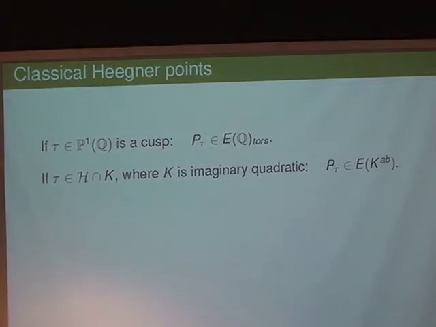Then you can compute this P tau. And the theory of complex multiplication proves that this is actually also an algebraic point. It could well be a transcendental point on the elliptic curve, but it's rational over some abelian extension of K. And this is like the main application of the theory of complex multiplication to elliptic curves.